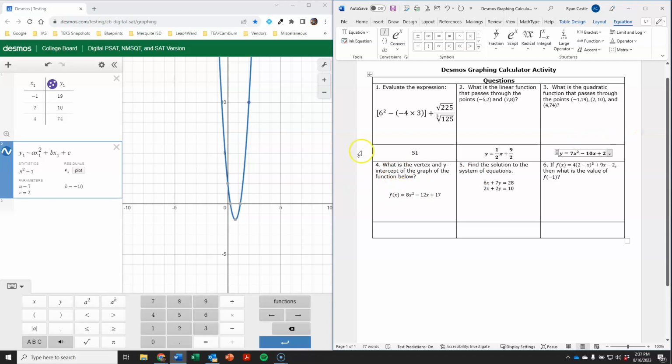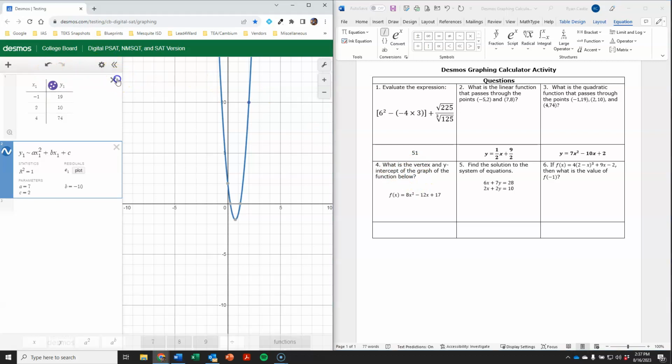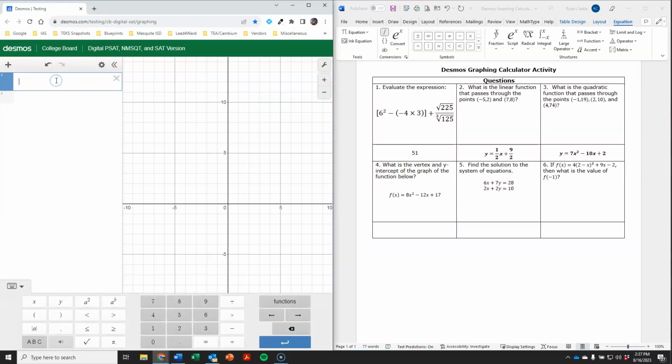Okay, number 4 is an easier question. It's just asking for the vertex and the y-intercept of the graph of this quadratic function. So again, starting from scratch here, what I want to do is first of all type that function in exactly the way it appears, and then look at the graph.